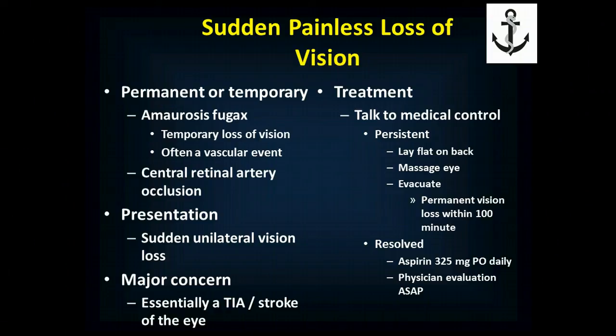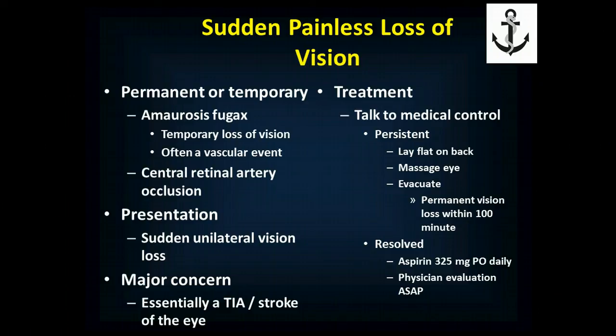And so you've got sudden unilateral vision loss, and essentially these are TIAs, transient ischemic attacks, or strokes of the eye. The amaurosis fugax is a TIA, central retinal artery occlusion is a stroke, and you need to talk to medical control. If it's persistent, the central retinal artery occlusion, you need to lay them flat on their back, massage the eye, see if you can break up some of the clots so that they flow further downstream, and so there's less vision loss, and evacuate them because they can get permanent vision loss within 100 minutes. So you really need to get them out of there pretty quickly.